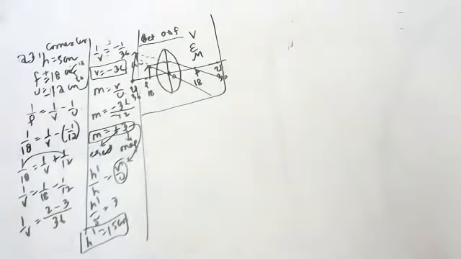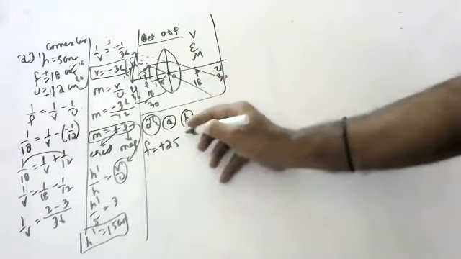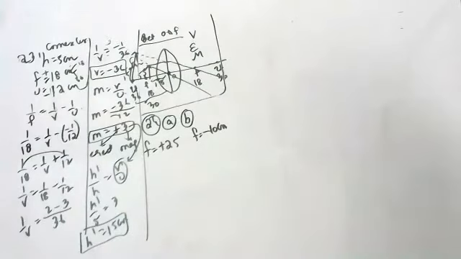24, children. What is meant by power of lens? Now only we did it, so no need to do it again. What is its SI unit? Diopters. A convex lens of focal length 25 centimeters, plus 25 convex, and a concave lens of focal length minus 10 cm are kept in contact with each other. Find the power of combination.